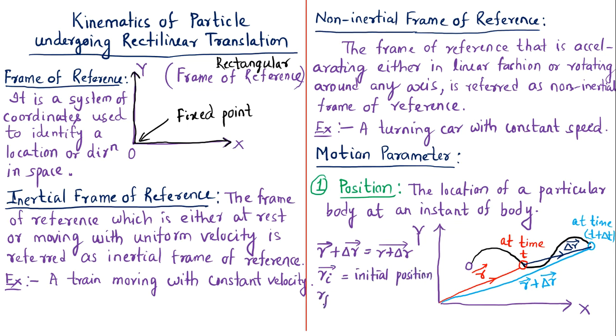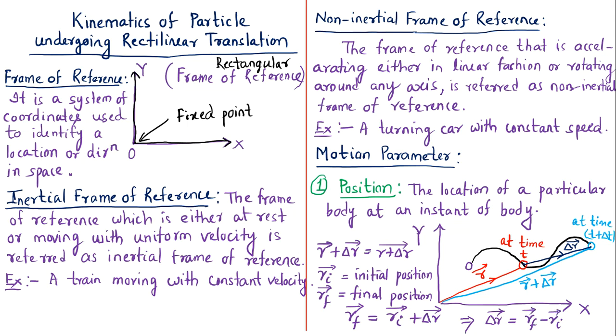Okay, and Rf is the final position vector. Then what happens? What is the final position vector? Final position vector Rf must be equal to what? Ri plus delta r. Okay, got it? Then from this equation, if I want to find delta r, or the change in position with respect to a fixed point, that is equal to what? Rf vector minus Ri vector.